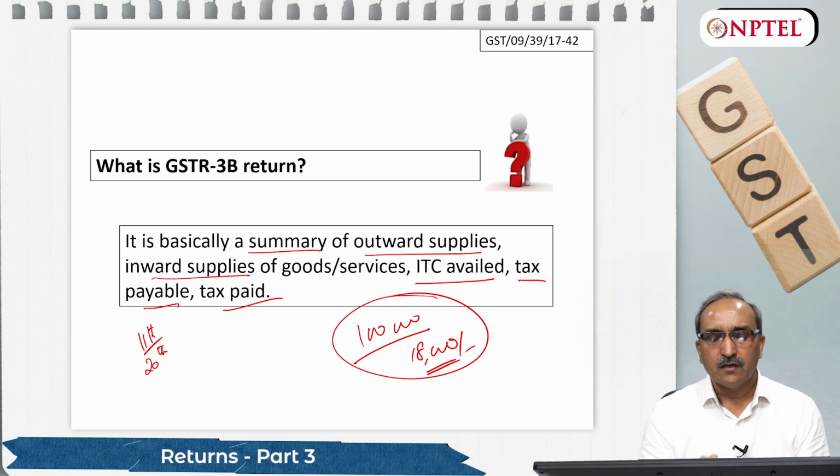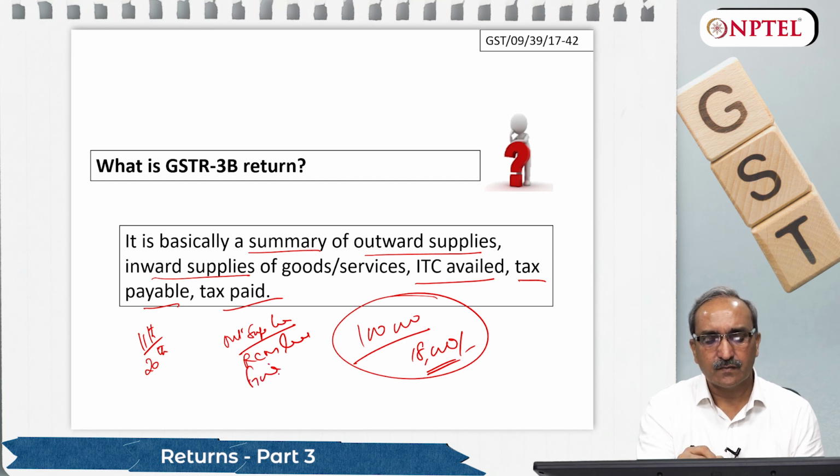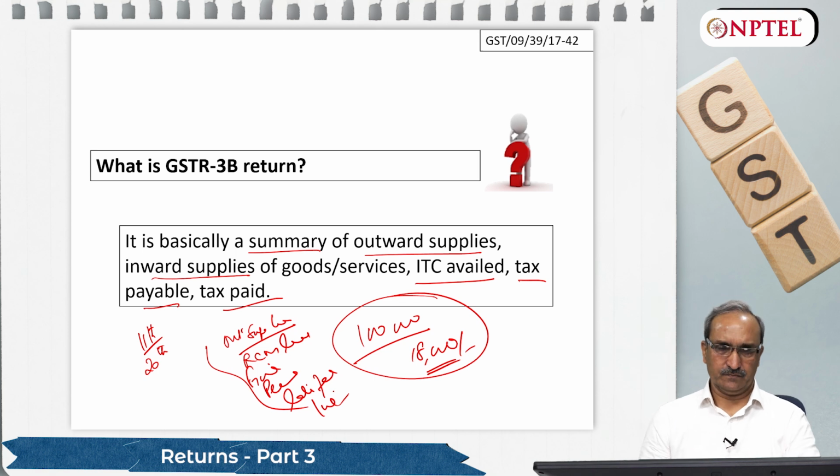So in 3B, you will declare your outward supply liability, your RCM liability, and any fine, any penalty, any late fee or any interest. So any type of liability, if intimated by the department or arising because of law, you are supposed to pay in 3B only. And ITC settlement or ITC benefit is available only for the payment of taxes.